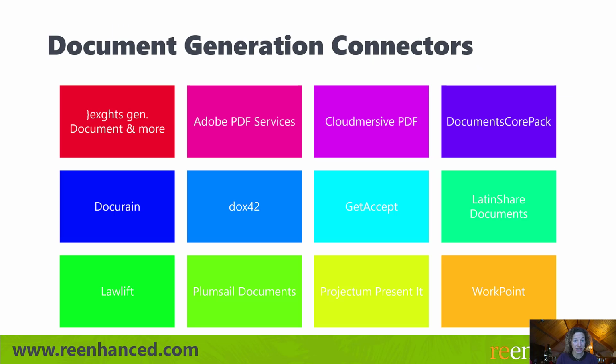And these are all of the document generation connectors currently available in Power Automate. These are Microsoft certified connectors. We've got, I honestly don't know how to pronounce the name of this connector in the red box, Exgen Document and More. Then we have Adobe PDF Services, Cloud Immersive PDF, Documents Core Pack, DocuRain, Docs42, GetAccept, Latin Shared Documents, LawLift, PlumSail Documents, Projectum Presentit, and WorkPoint. So those are all of our players.